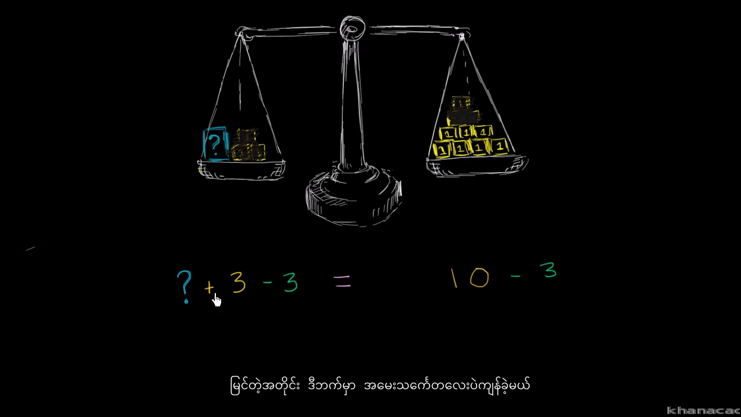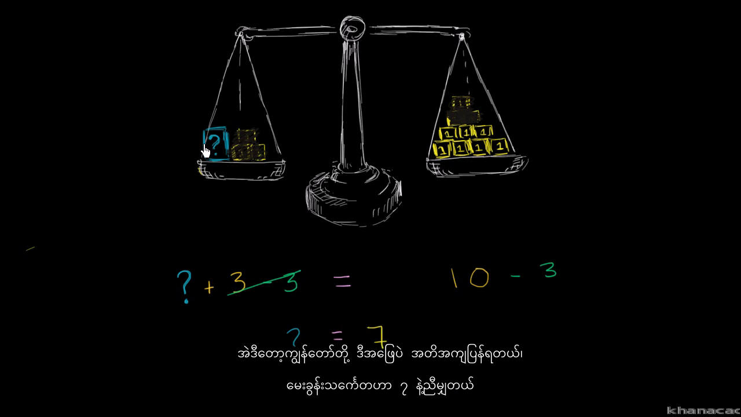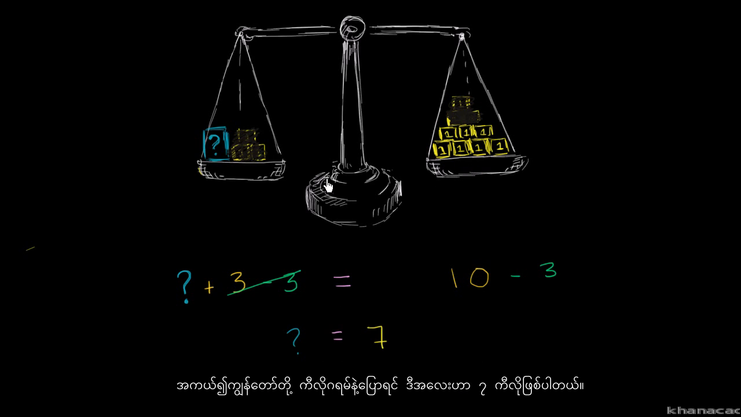Well, just like over here, we're left with just the question mark. 3 minus 3 is 0. So on the left-hand side, we're left with just the question mark. And on the right-hand side, we're left with 10 minus 3, which is 7, and we get the exact same result. Question mark is equal to 7. And if we're dealing with kilograms, then this is 7 kilograms.